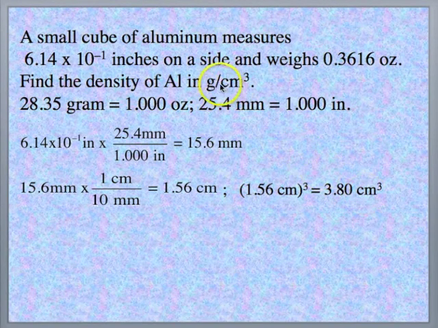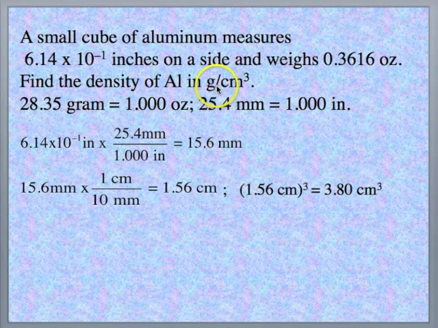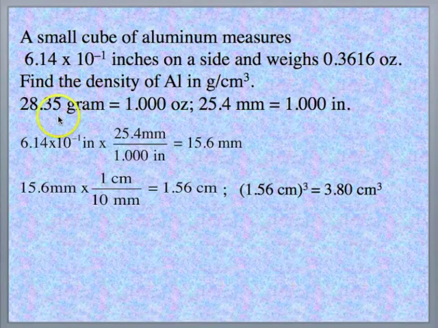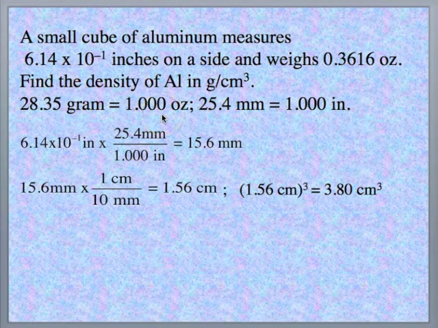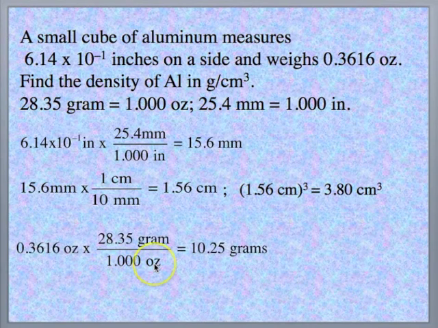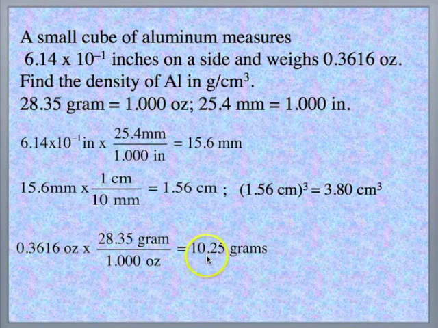Okay, the numerator is in grams in our target units, but we're starting with ounces. So it also seems to me we're going to have to convert these ounces into grams. And we are given the direct conversion factor, 28.35 grams equals 1 ounce. So using our conversion factor, we put ounces in the denominator, so ounces cancels out. We're left with grams. When we multiply it out, we have 10.25 grams as the mass.